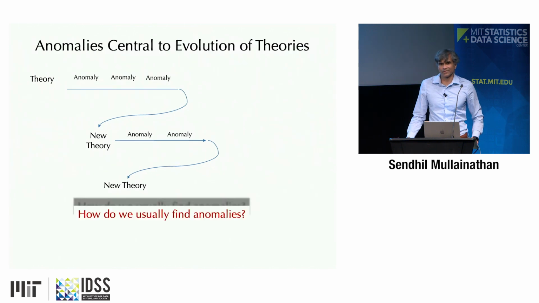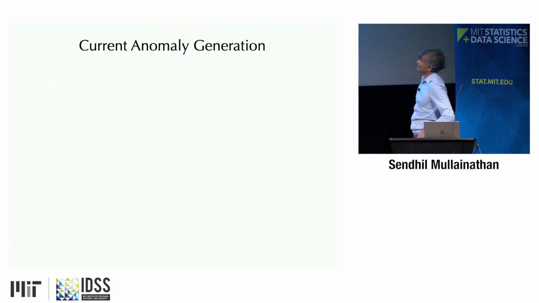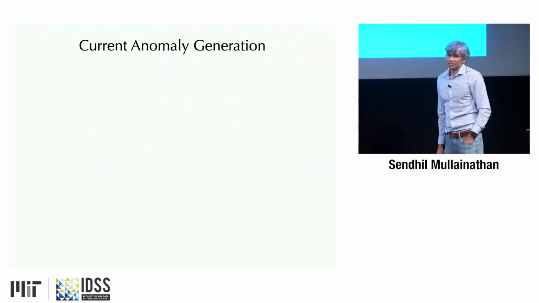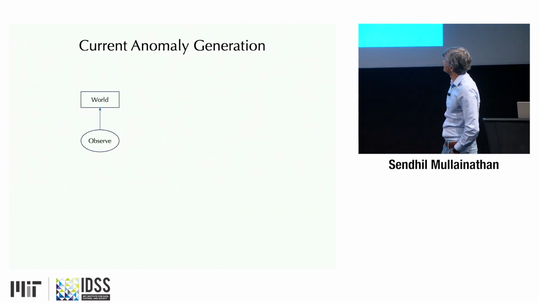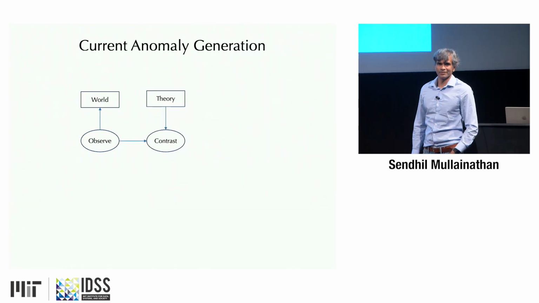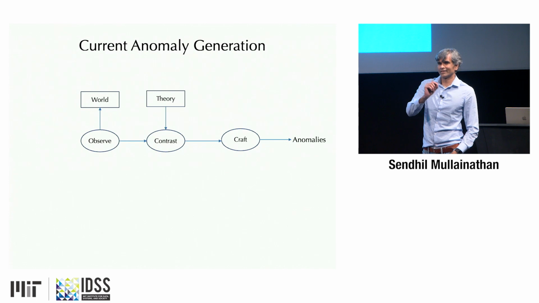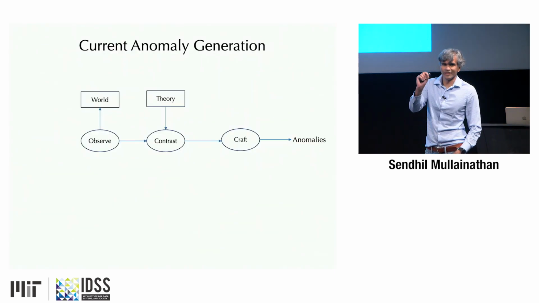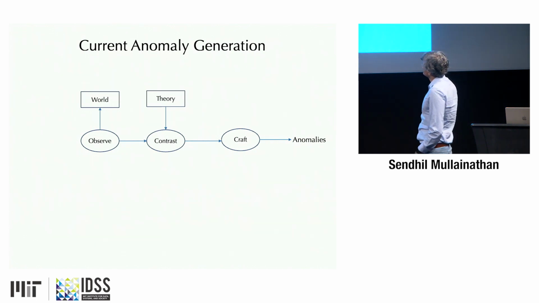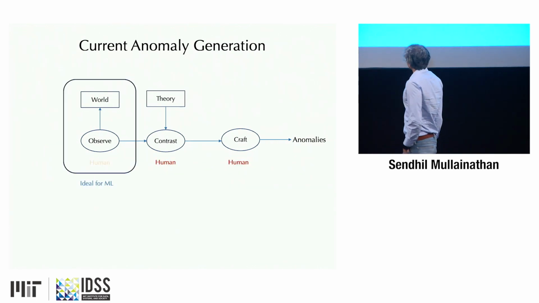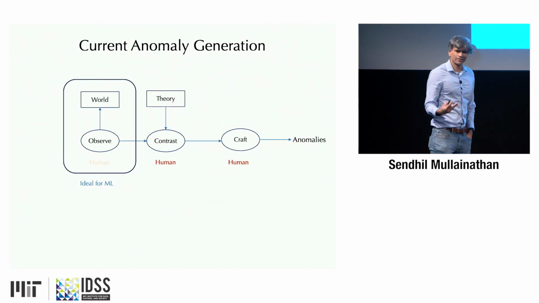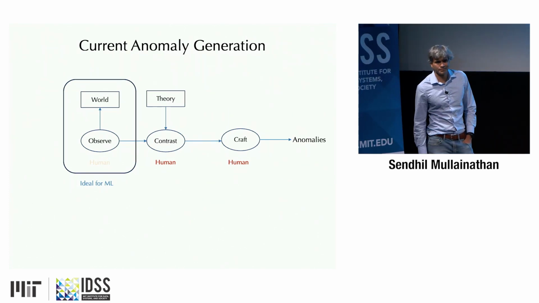So how do we typically find anomalies? Well, here's a parody of the current anomaly generation paradigm. There's somebody smart, like Allais, who looked at the world. Allais looked at the theory we have, expected utility theory. He contrasted them, and he said, something seems wrong here. And he carefully crafted an anomaly that violates expected utility theory, but that he believes will be true in the world, basically using his understanding of the world and contrasting it with the theory to find this minimal example. Now, it's all human. But of course, you'll notice observing patterns, as you saw in the Faces paper, is the ideal thing that an ML model could do.